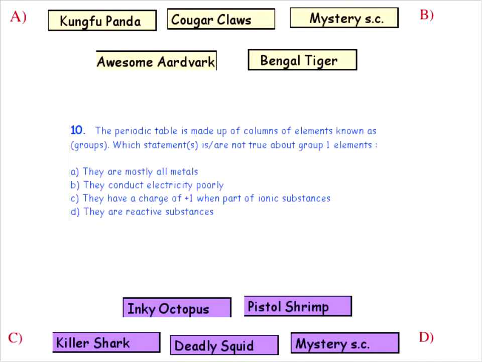Am I right, guys? Okay, so the periodic table is made up of columns of elements known as groups. Which statement is not true about the group 1 elements?